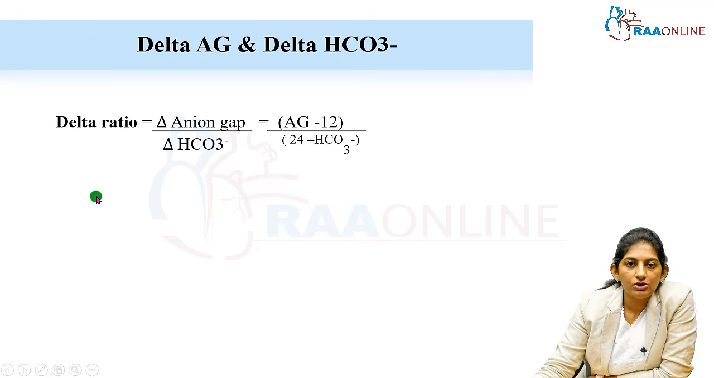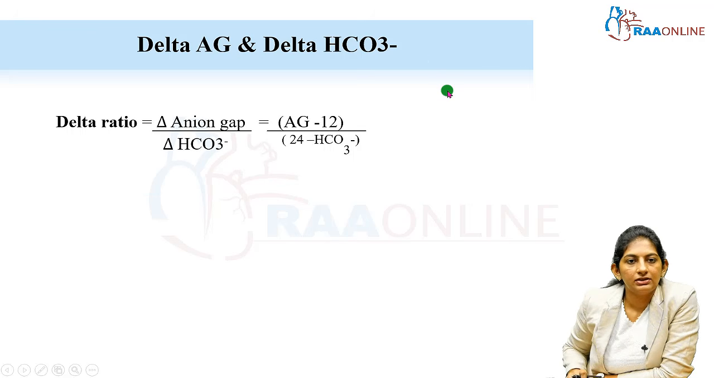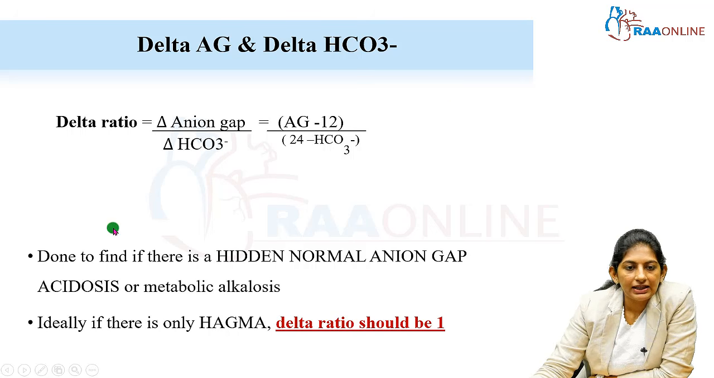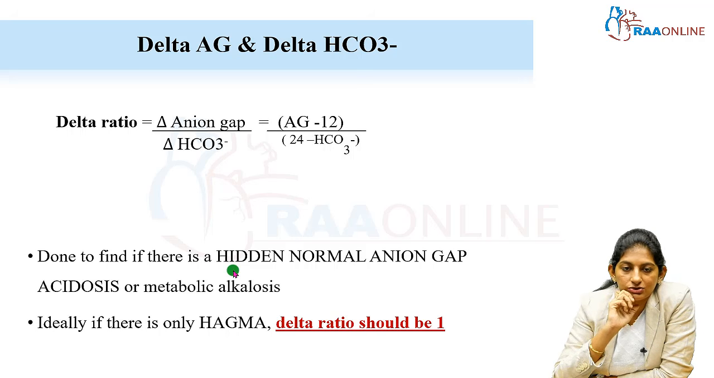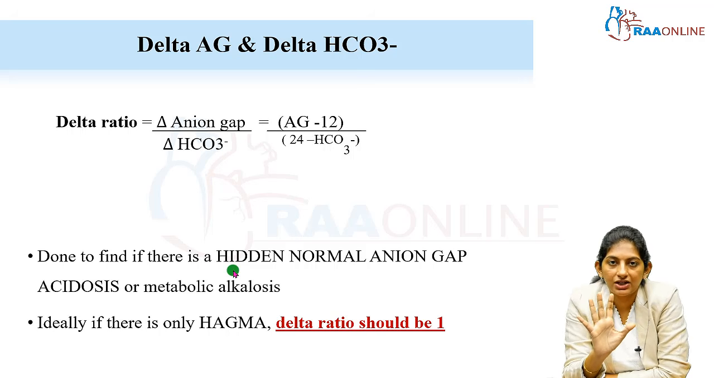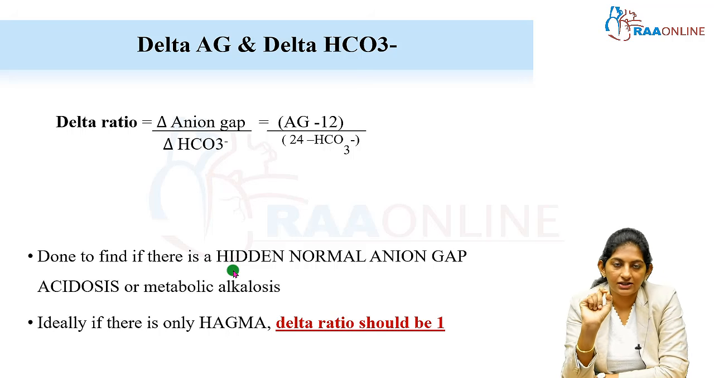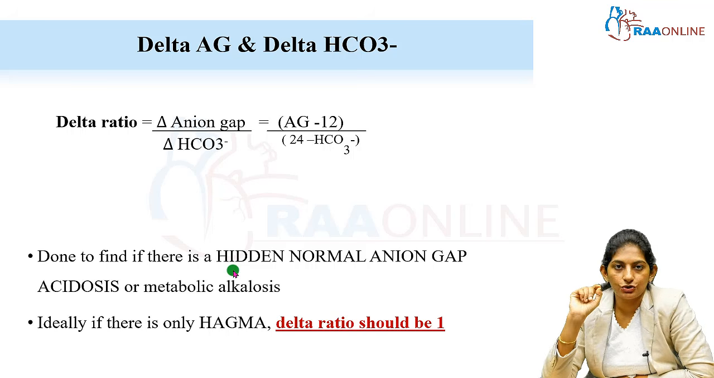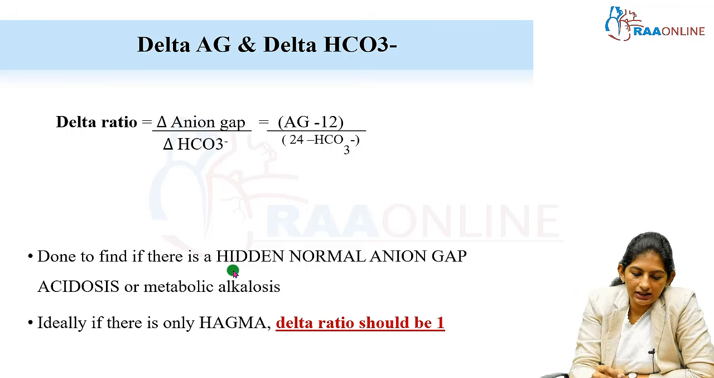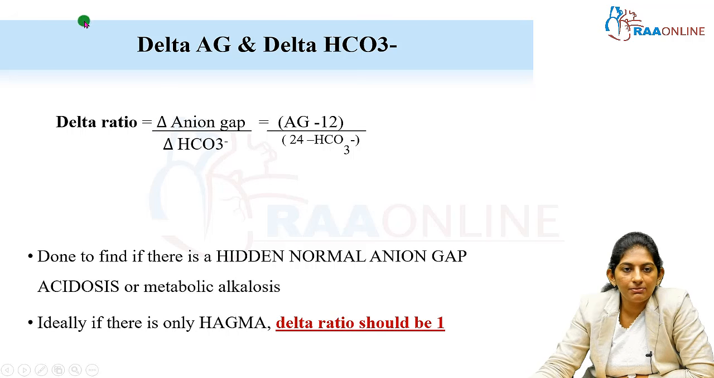Let's talk about delta anion gap and delta ratio. Why is the delta ratio important? There can be not just one acidosis. Usually we get a high anion gap metabolic acidosis, but sometimes there is a hidden normal anion gap acidosis, and there can be a hidden metabolic alkalosis also. So whenever you have a patient with high anion gap metabolic acidosis, calculate the delta ratio. Delta ratio is nothing but delta anion gap by delta bicarbonate.